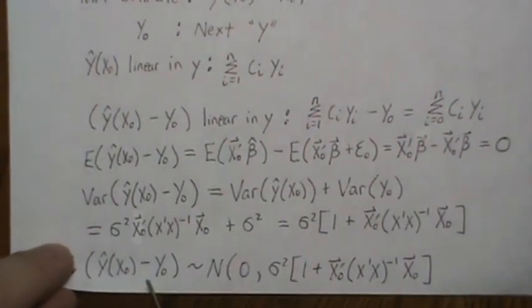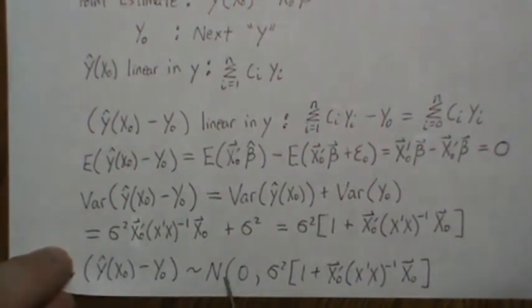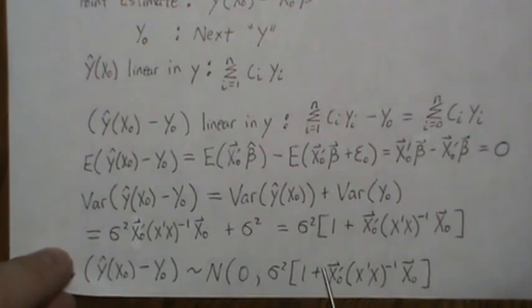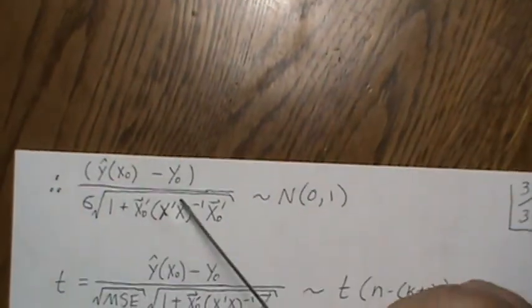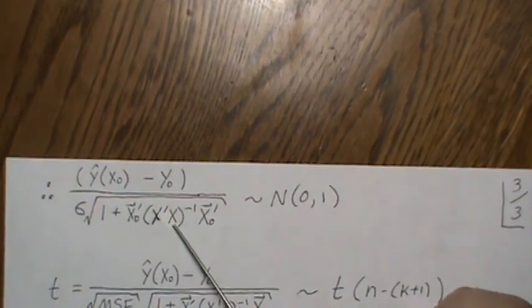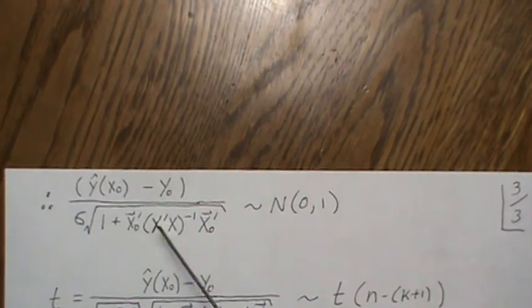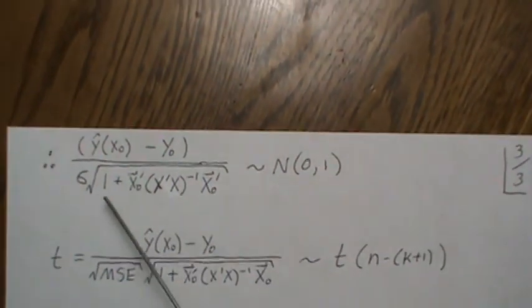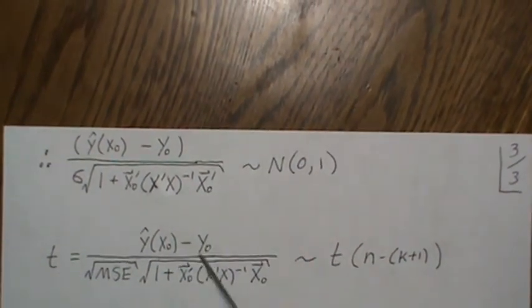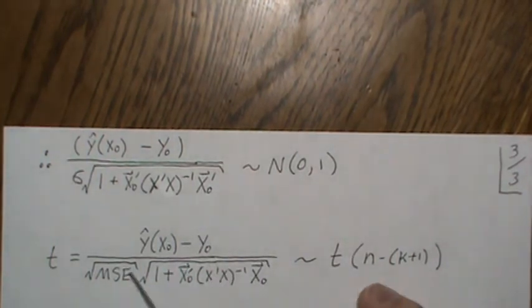So based upon what we just showed, that this difference is normally distributed with mean 0 and variance covariance matrix this. Oh, and actually that's a good point. This is not a variance covariance matrix, it's just the variance, because this is a constant. So if we take this value minus the mean, which is 0, divided by the standard deviation, it's a standard normal distribution. Now if we estimate that sigma squared in a fashion similar to what we did with the confidence interval, it becomes a t-distribution with n minus k plus 1 degrees of freedom.